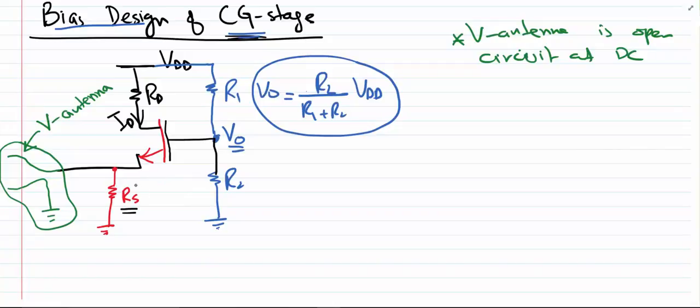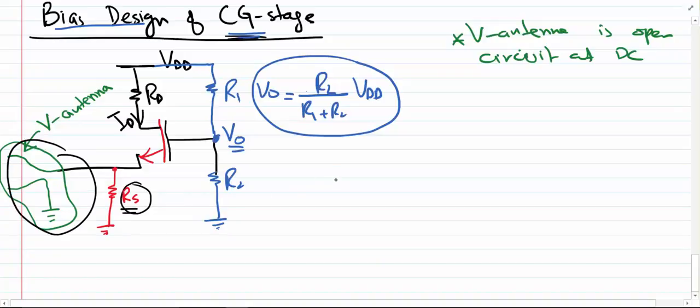Well, now that we have added RS to give a path for the DC current to flow through, we need to check if this RS is going to cost us anything. To do that, let's just do analysis. Let's just take a proper model for the antenna. So we can replace the antenna by a voltage source.